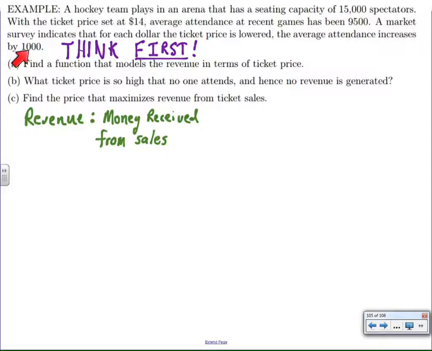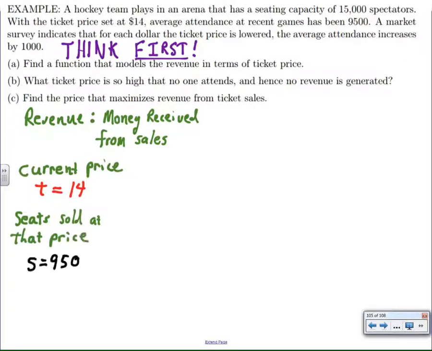So I'm going to look for patterns and look for some sort of clues just by messing around and seeing what happens. First thing I do is I know the current price is $14 and we can sell 9,500 seats. So the revenue at that price, if I sell 9,500 tickets at $14, I will make $133,000 in revenue at that price.